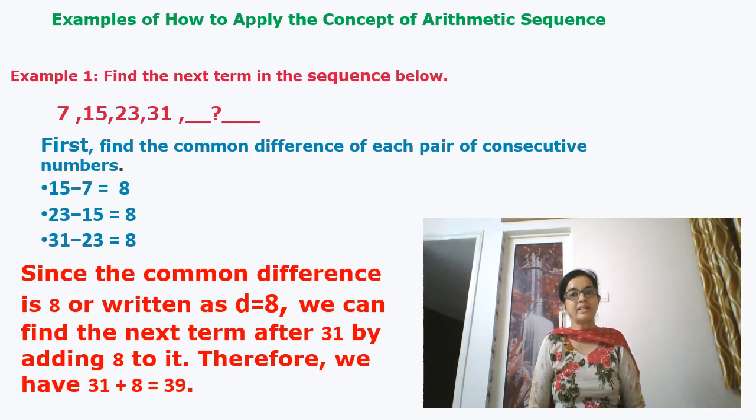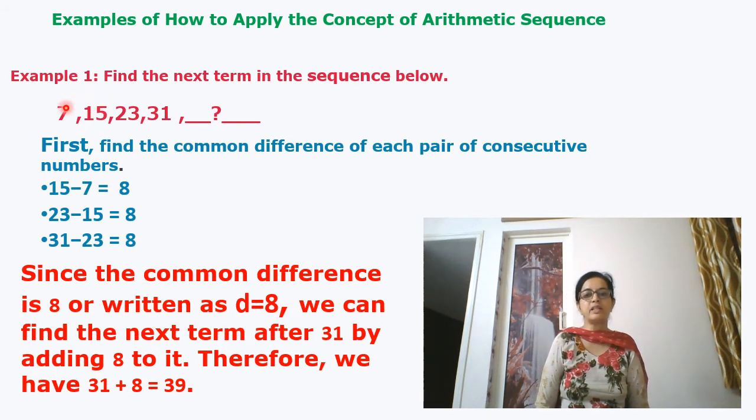Now, let us understand how the concept of arithmetic progression works. Let us take an example. Here is a sequence 7, 15, 23, 31. Now, let us find the common difference in this sequence. In order to find the common difference, we have to subtract the previous term from the consequent term in a pair of terms. Let us take the first pair. It is 7 and 15. Subtract the previous term 7 from the consequent term 15. You get the common difference 8.